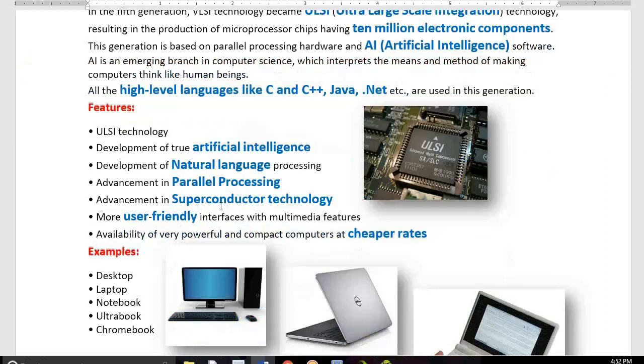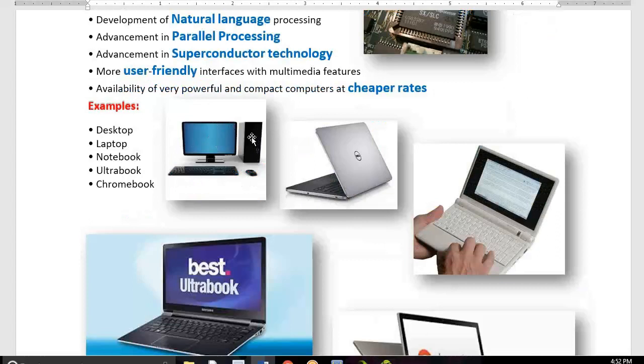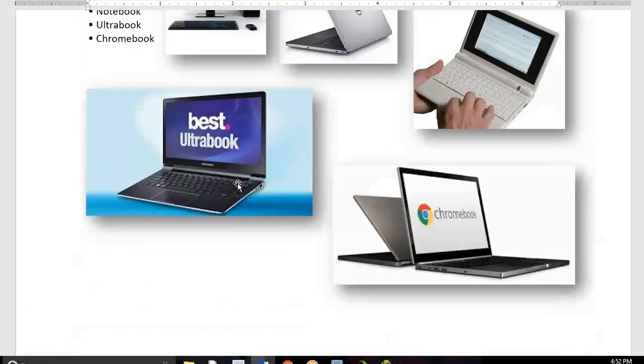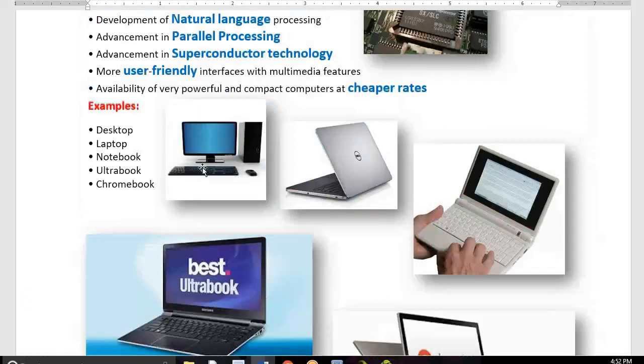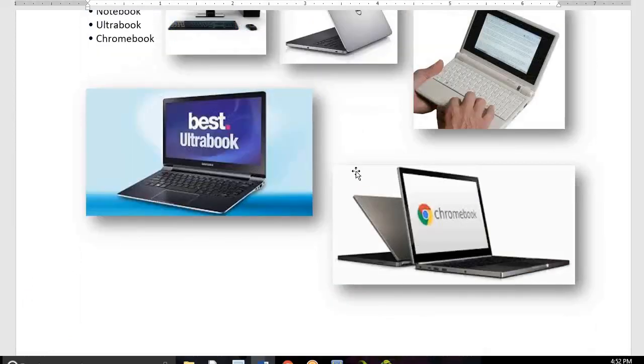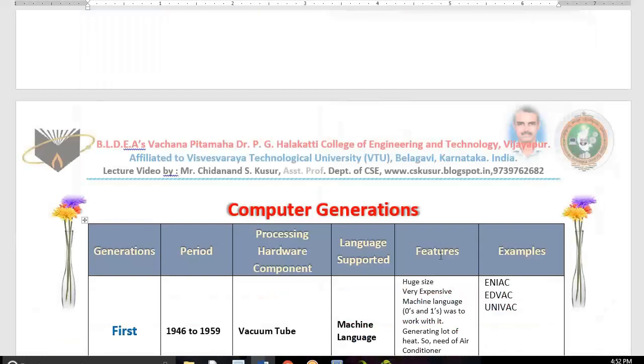And advancement in superconductor technology, more user-friendly interfaces with multimedia features, availability of very powerful and compact computers at cheaper rates. You can see the desktop machines and laptop machines and the notebook machine, and this is the Ultrabook, this is the Chromebook. Nowadays we are working with such machines. This is all about the computer generations.